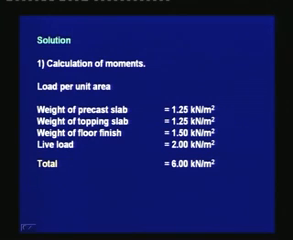First, we are calculating the moments, the load per unit area. First, we are calculating the weight of the precast slab. Next, we are calculating the weight of the topping slab. Then, we are calculating the weight of the floor finish. And finally, we are adding the live load. This gives us a total load of 6 kilonewton per meter square of the slab.